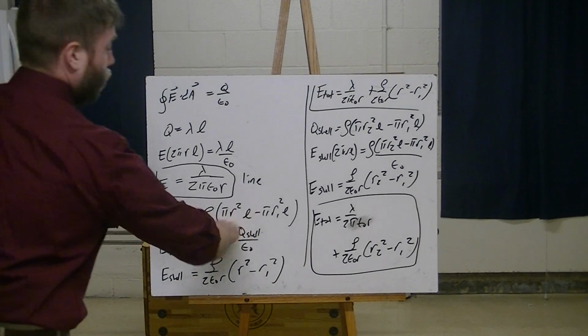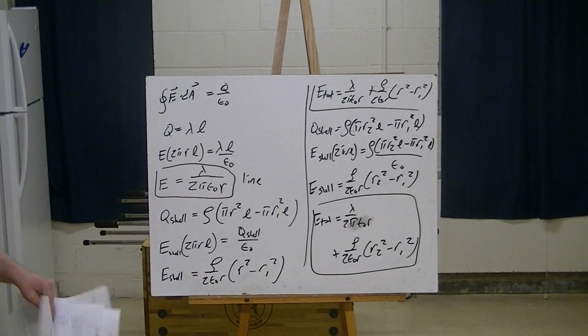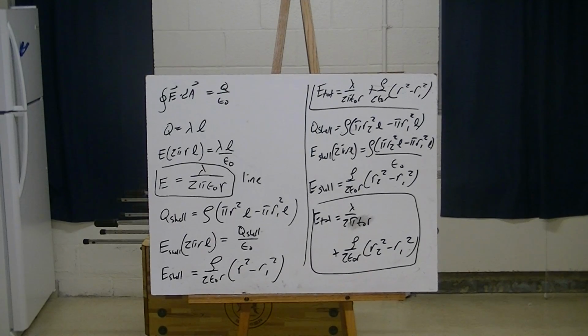So don't get too lost in the weeds in here. Read through the solution, but don't stress too much on that if you have a hard time seeing it. But you have to take the difference in those volume charge densities, and that's the hard part of the problem.